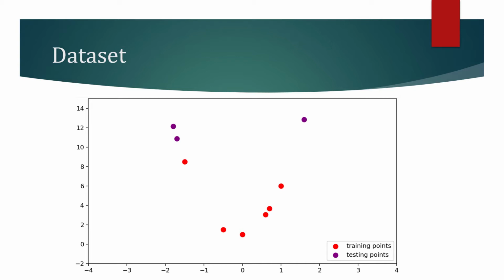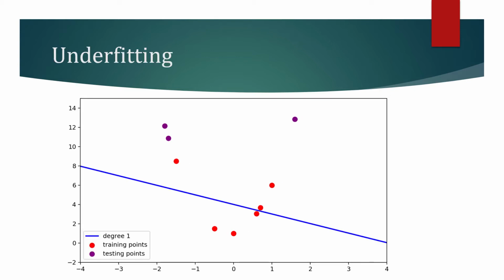Let's start with underfitting. Whether the model will generalize, overfit or underfit is in part dependent on its capacity, which is the model's ability to fit the wide variety of the functions. The blue line on the graph was obtained from performing the linear regression on this training data.